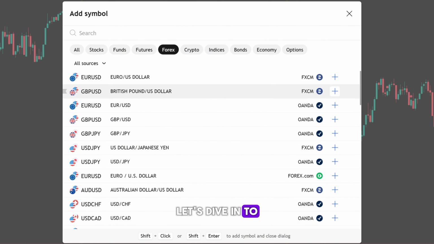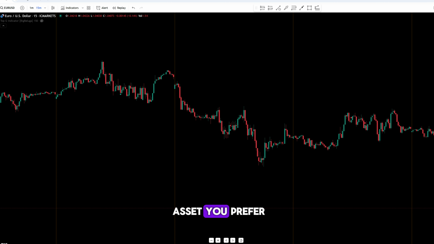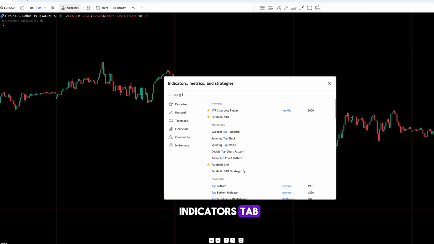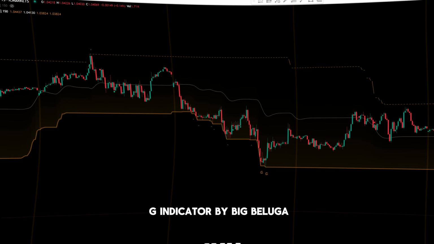Let's dive in. To add this tool to your chart, head over to TradingView and open any asset you prefer using any time frame. For this example, I'll be using the 15-minute chart for Euro USD. Now click on the Indicators tab, search for TopG and select the TopG indicator by BigBeluga.